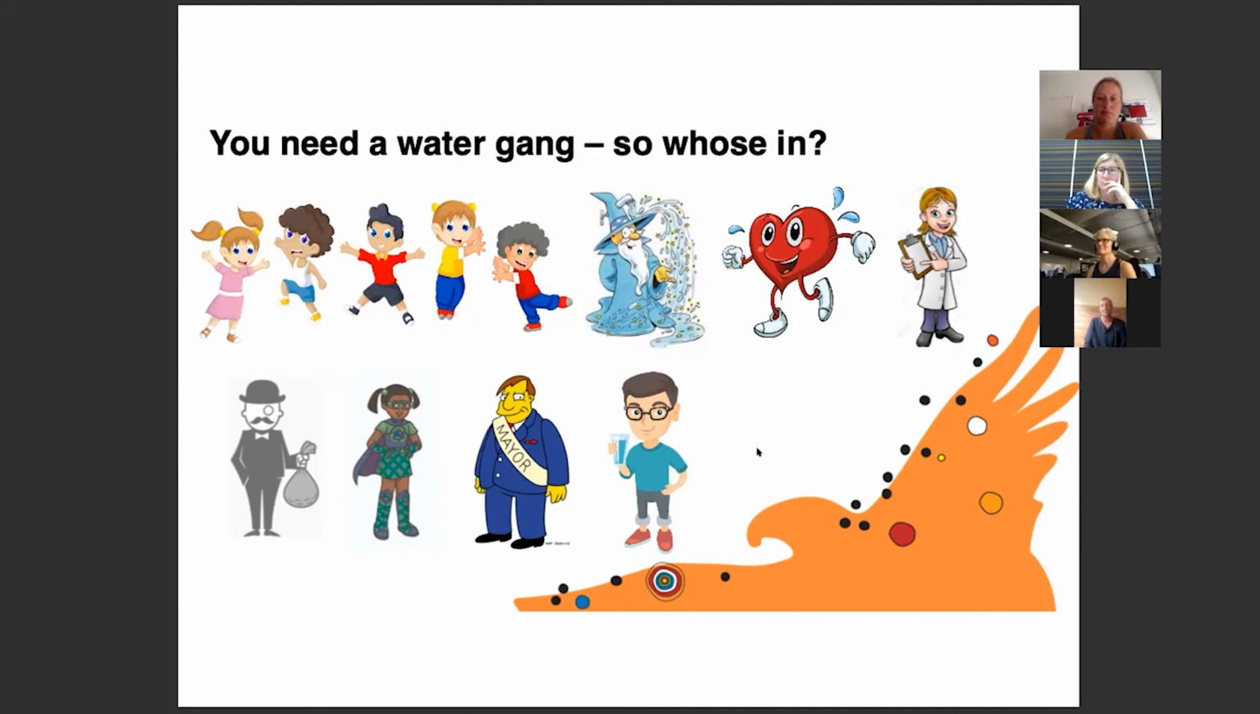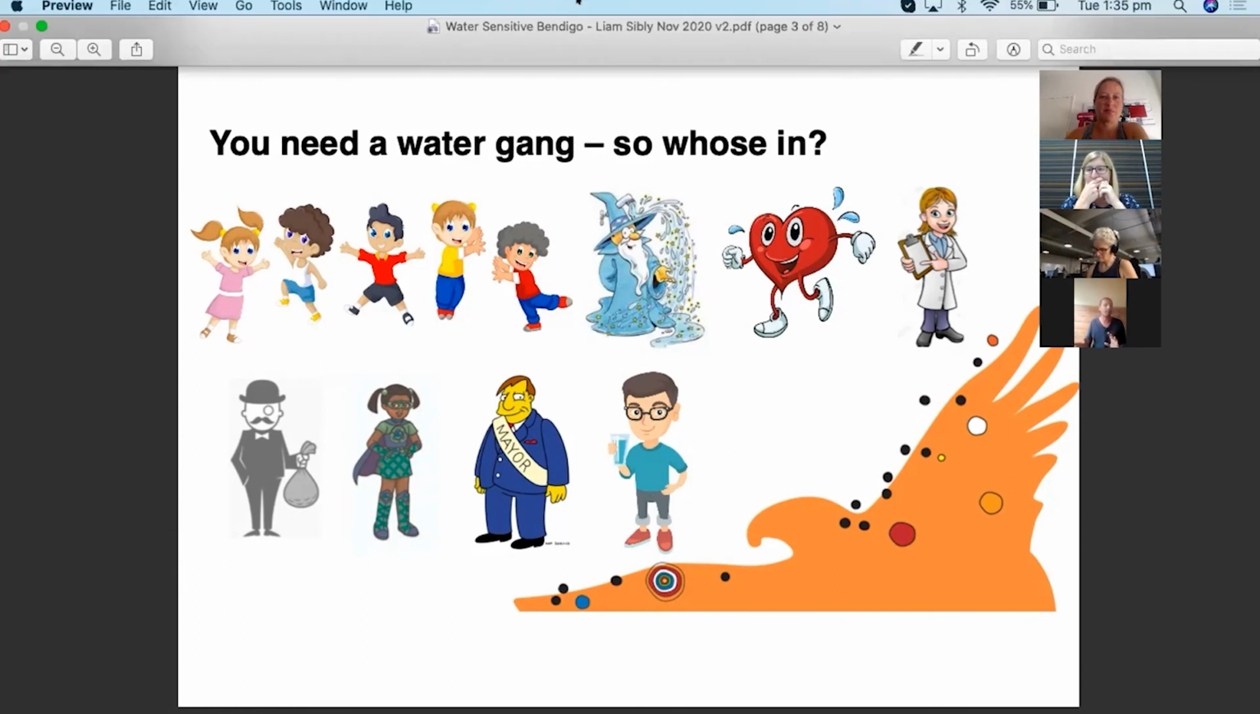Then you also need the health sector. We've got the Department of Health involved here, and they're still learning how they fit in this, but at least they're coming on the journey. Their role is still sort of in the background, but over time this will hopefully evolve into where we can bridge water and urban health and public health initiatives together.